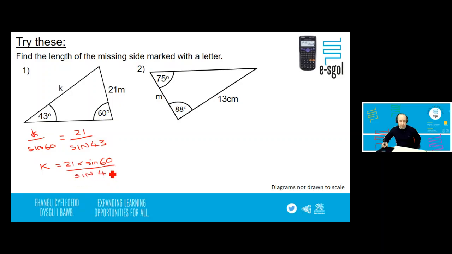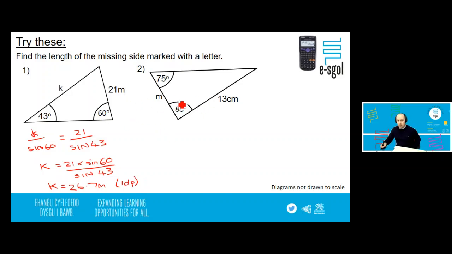I can assure you my handwriting is not normally this untidy. In this case, with this little machine, it is a little bit untidy. So that's going to give me a value of k, and again, I'm going to round to one decimal place of 26.7 meters. And again, I've rounded that to 1 dp, so I'm going to write that in brackets, which is always good practice. This one, I'm finding side M.